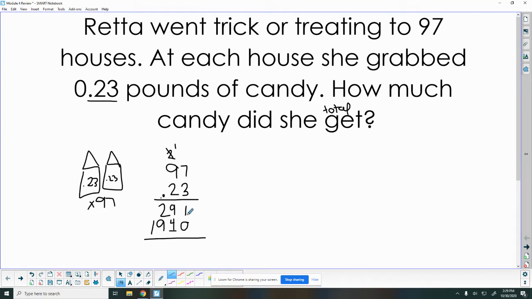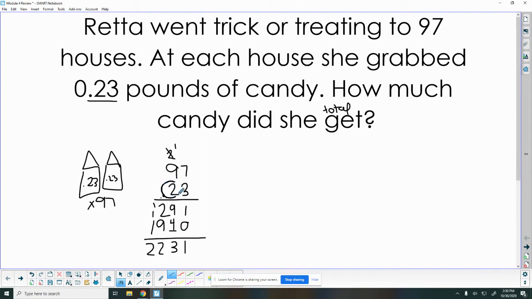So we're going to add up our partial products here. So 1, 9 plus 4 is 13. 9 plus 1 is 10, plus 2 more is 12. 1 plus 1 is 2. So she did not get 2,200 pounds of candy. That would be a little ridiculous and she would not be able to carry that.